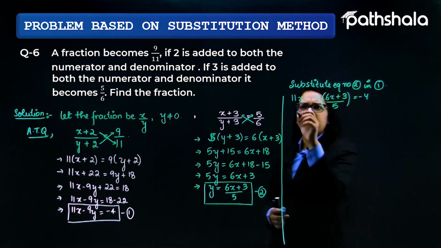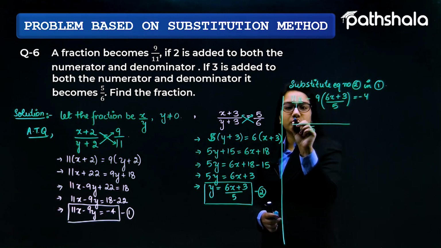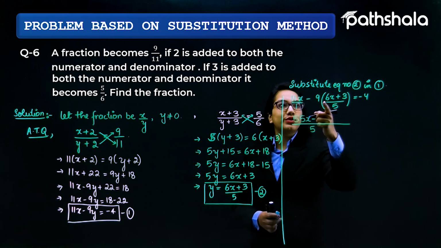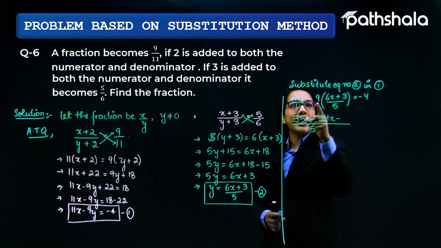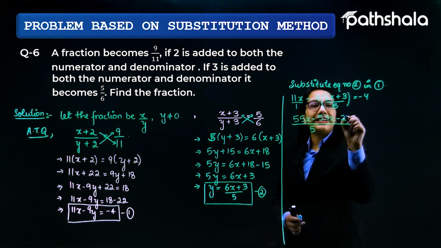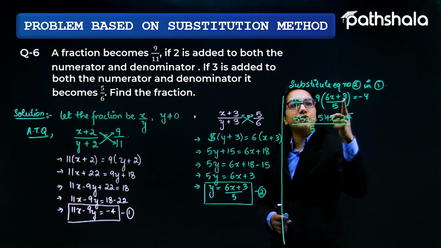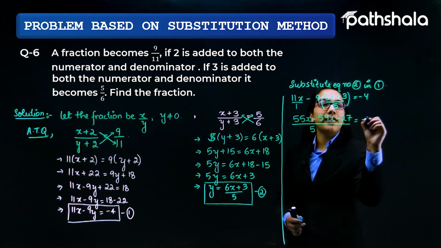Let's just take the LCM over here. If we take the LCM, we get the value as 5. So this would be 55x minus 9 into 6, which is 54x, minus 9 into 3, which is 27. So minus times plus is minus. So 9 into 3 is 27. So this is minus 27, which is equal to minus 4.